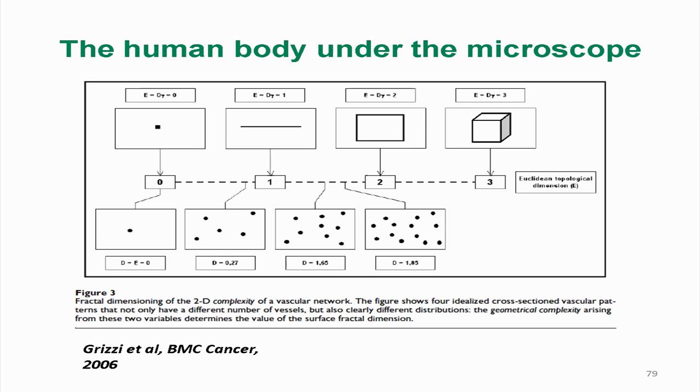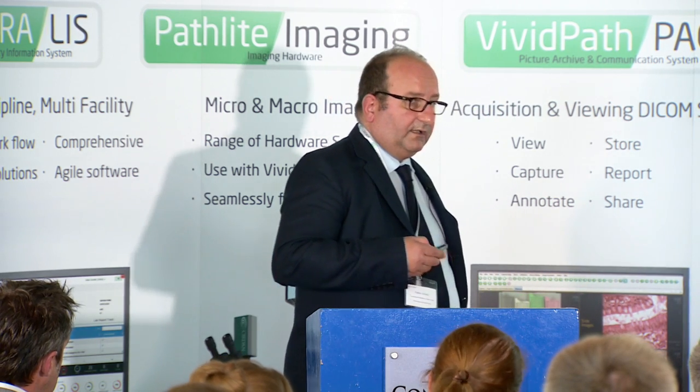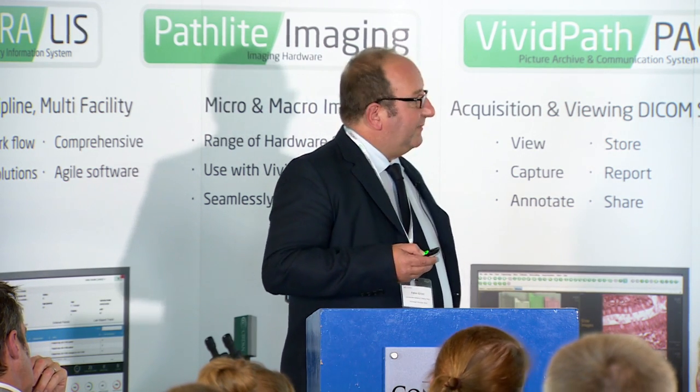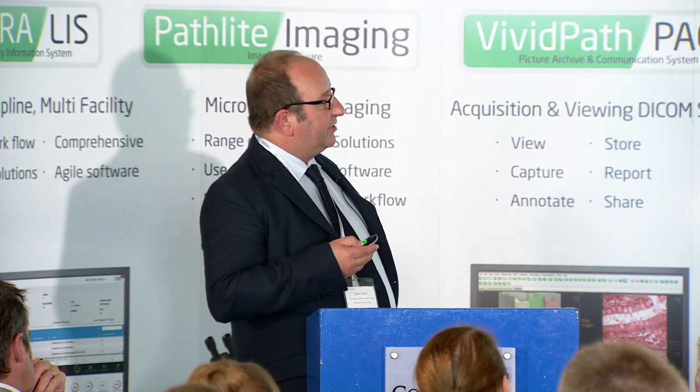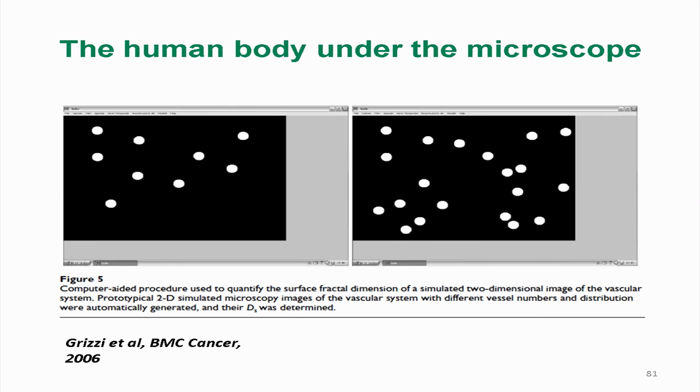In our case, we evaluate not only the number of vessels, but also the pattern of distribution, because it is our strong opinion that it is important to understand the number of objects of a particular kind of cells, but also very important is the spatial distribution of these cells. Methodologically, we have histological images, we extract only the vessels, and with a particular algorithm, we determine the so-called fractal dimension.